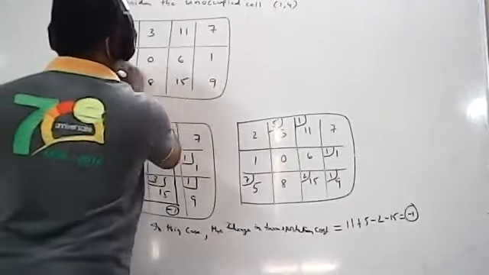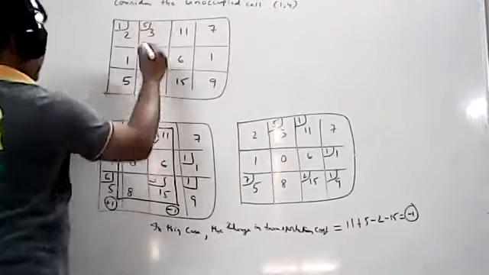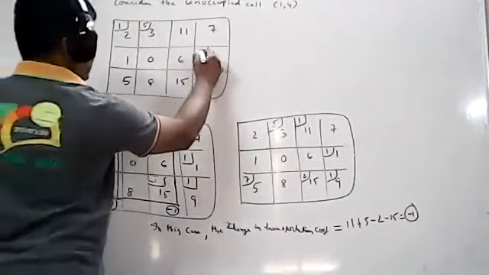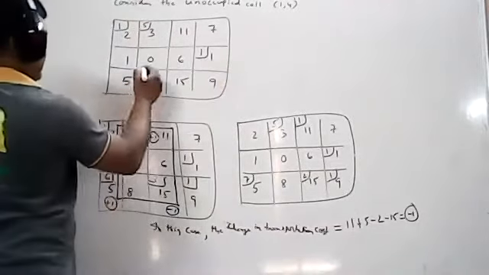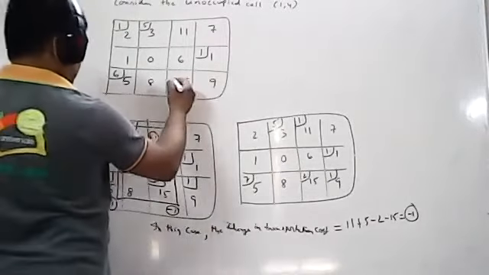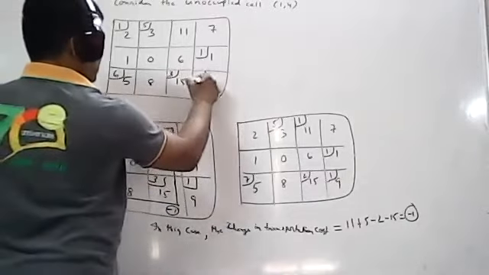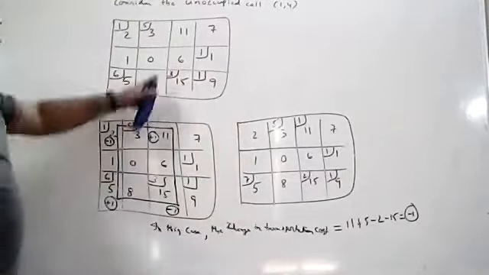15, 9. Okay. So now whatever allocations are there, this is 1. This is 5. This one is 1. This one is 6. And this one is 3. This one is 3. This one is 1. So these are the actual values you got. Now this one is completed.